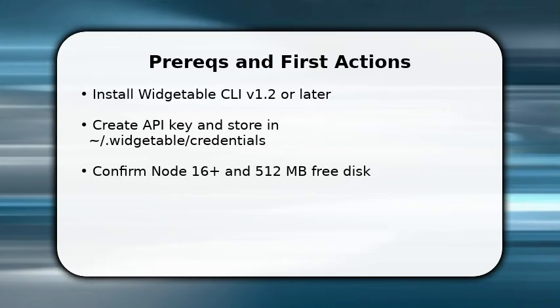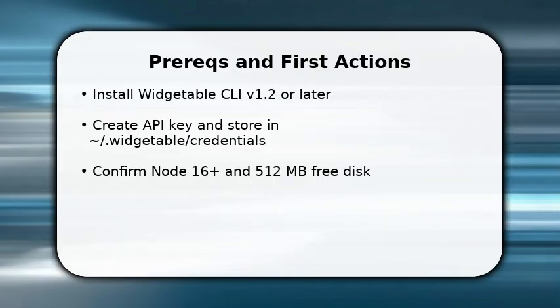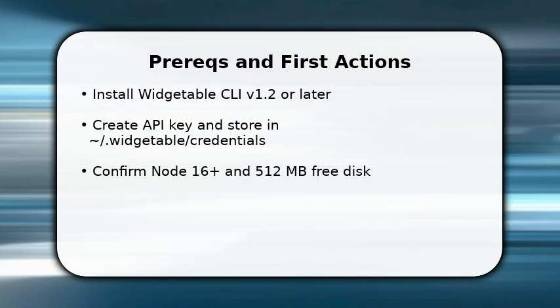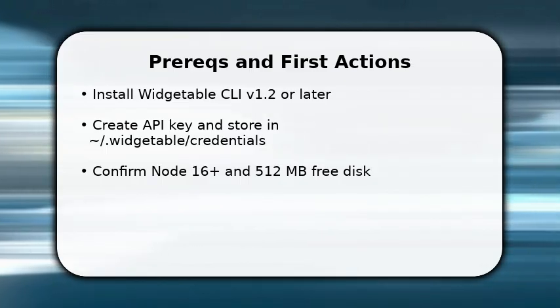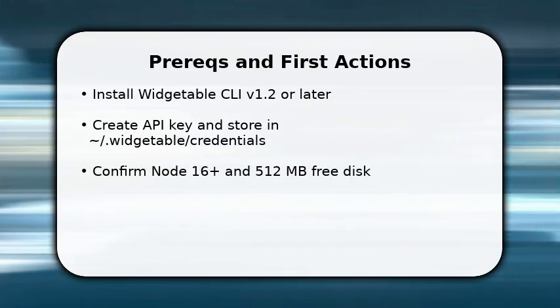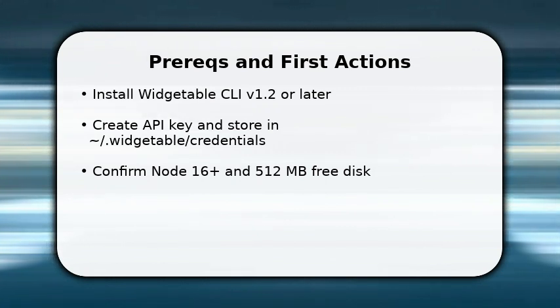Enjoy the video. You start by confirming prerequisites and taking the first actionable steps. Install the Widgetable CLI version 1.2 or newer, then generate an API key and save it in /widgetable/credentials. Once done, verify Node 16 or later is active and you have at least 512 MB free disk. Now run widgetable init in your project root. This creates the config file and local token. Make sure to set NODE_ENV to development, so initial setup runs with verbose logging.